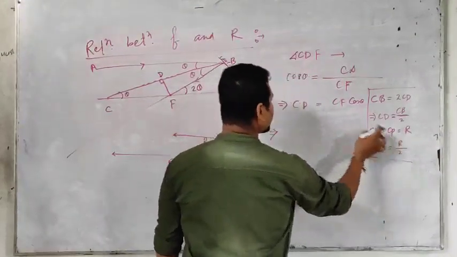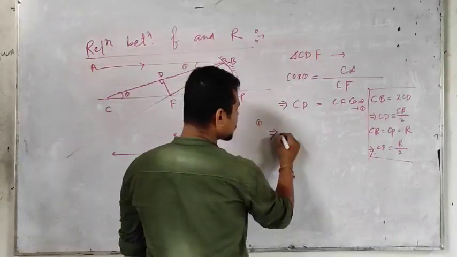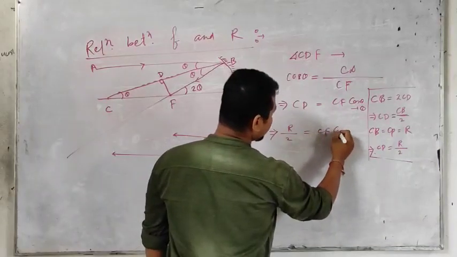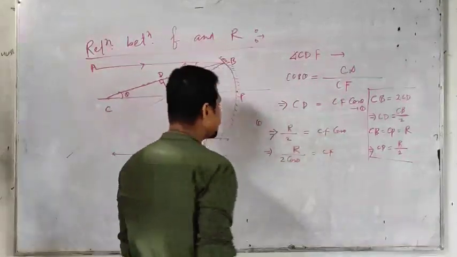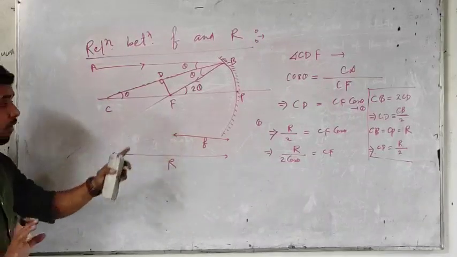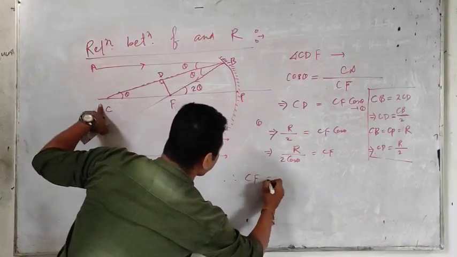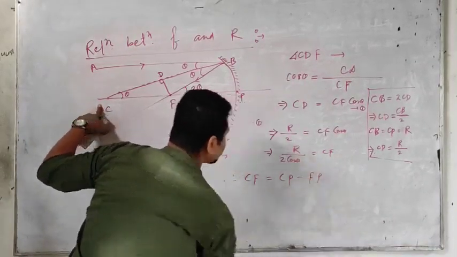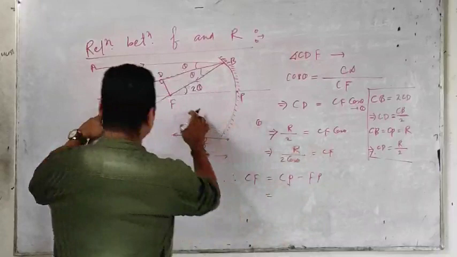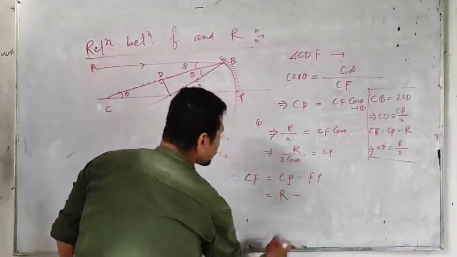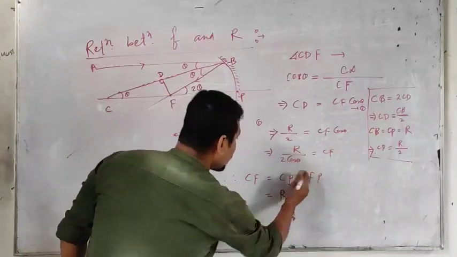So put the value of CD from here in this equation. Let's consider equation 1. Therefore, equation 1 implies R by 2 is equal to CF cos theta. That means CF equals R by 2 cos theta. So we have got the value of CF. From this line, we can say CF equals CP minus FP. What is the value of CP? R. And what will be the value of FP?